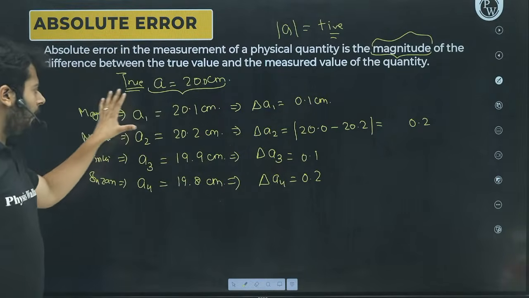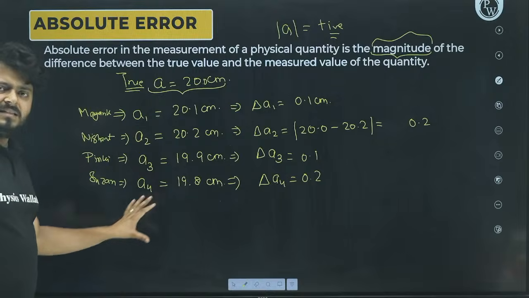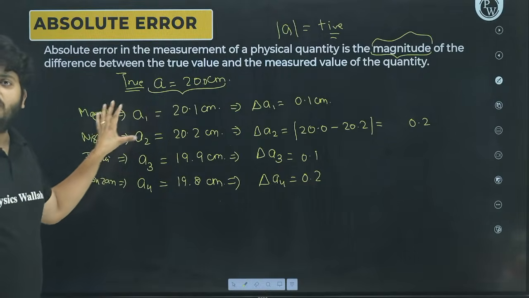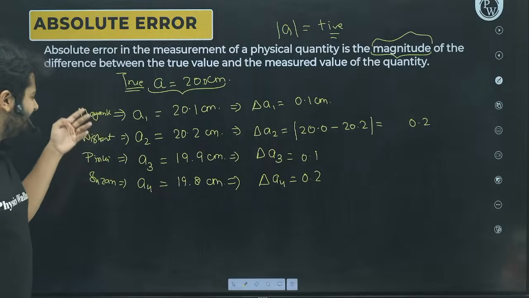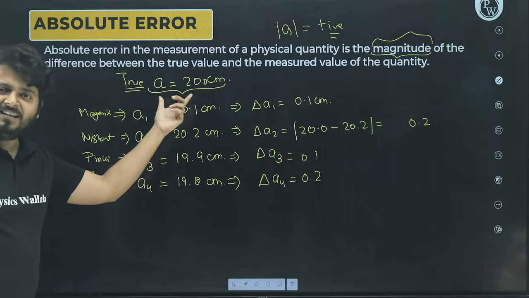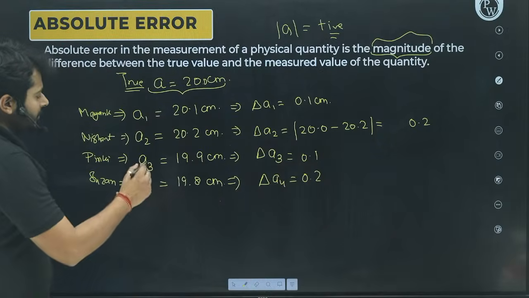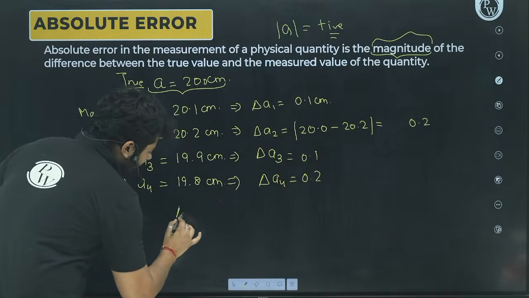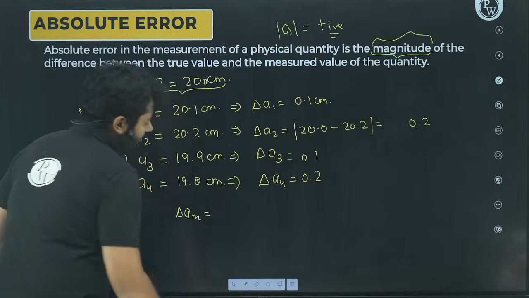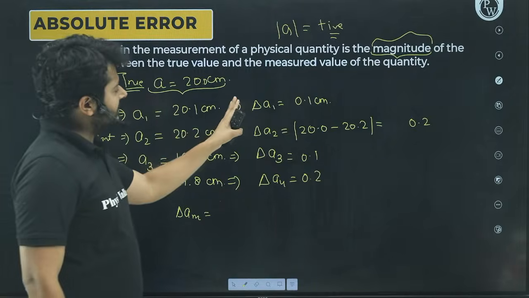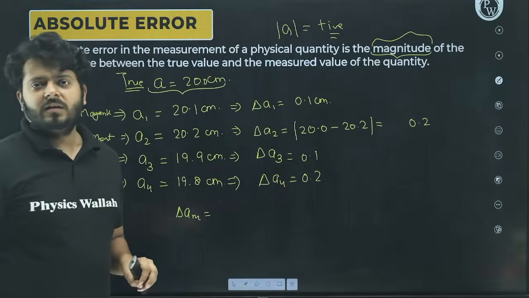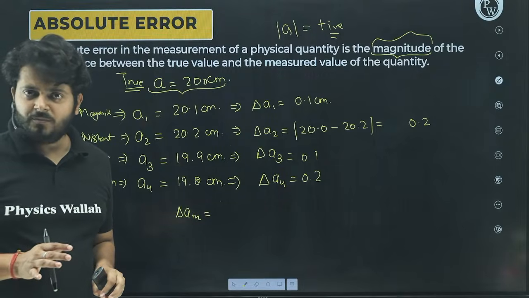Out of all these errors, for this sample size, what is the mean absolute error of all the measurements? Let's say these 4 kids have measured the same thing. What is the mean of their absolute error, my dear kids? We can say that you just add all the absolute errors and divide by the number of measurements you have taken.